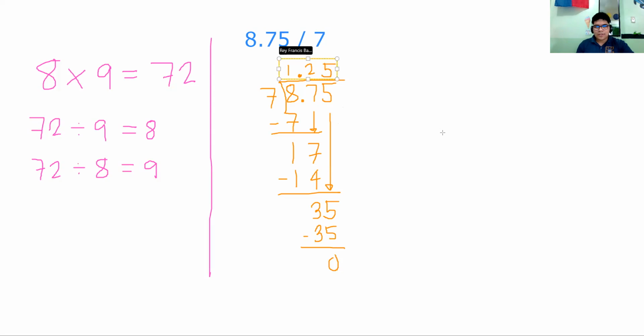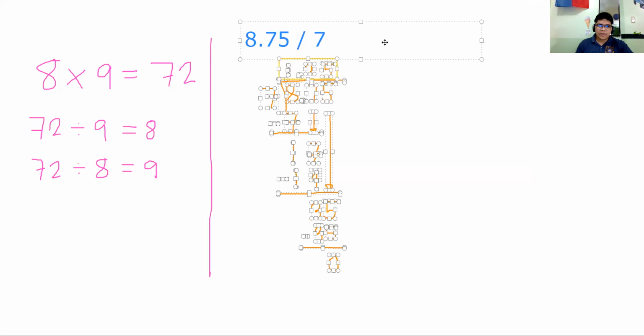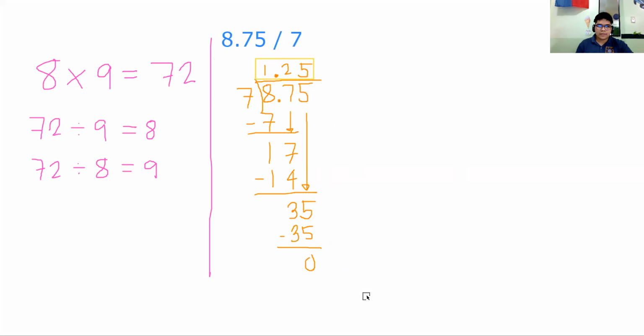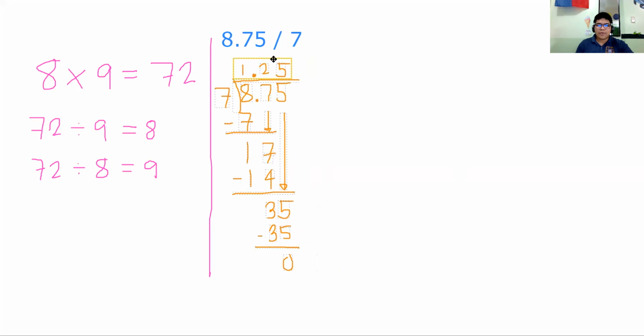Okay, so that is if we are dividing a decimal number, or a number with decimals, by a whole number. What if both of them are decimals? Okay, what if both of them are decimals? How do we divide them? Let's use green. So how do we divide if both of them are decimals?